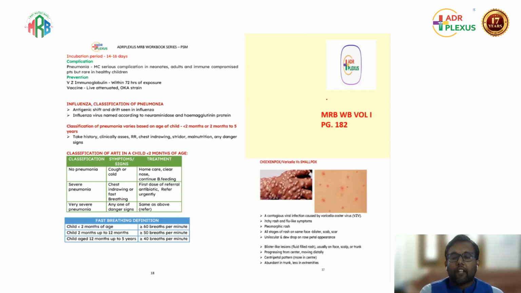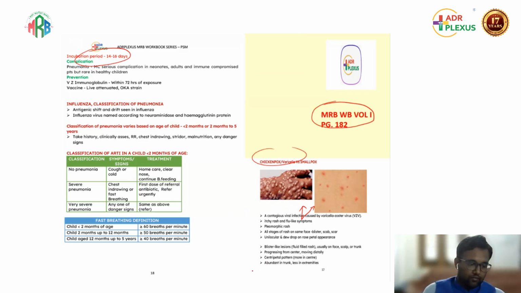This was seen in our MRB workbook, volume 1, page 182. In communicable diseases, we discussed chickenpox with all these diagrams showing the differences between smallpox as well as chickenpox, and we also have diagrams of monkeypox. We had so many things. So this is the incubation period, 14 to 16 days. It could even be written as 10 to 21 days.